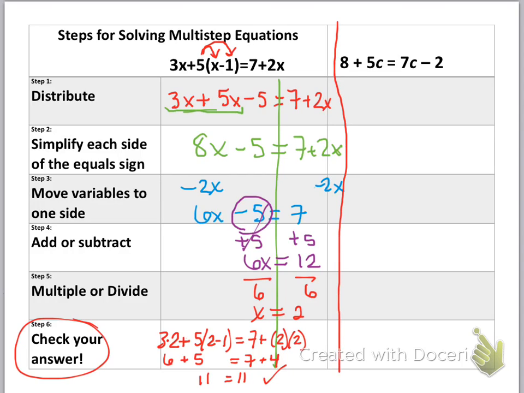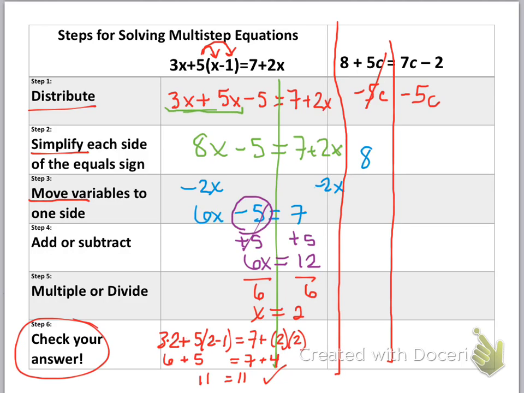So in example 2 here, I'm going to do step 1, which is distribute. There's nothing to distribute, so I move on to step 2, which is to simplify each side of the equal sign. I look at each side. Looks like it's simplified to me. I need to move the variables to one side, so I'm going to subtract 5c from both sides. That'll make that variable disappear. I'll be left with 8 equals 2c minus 2.